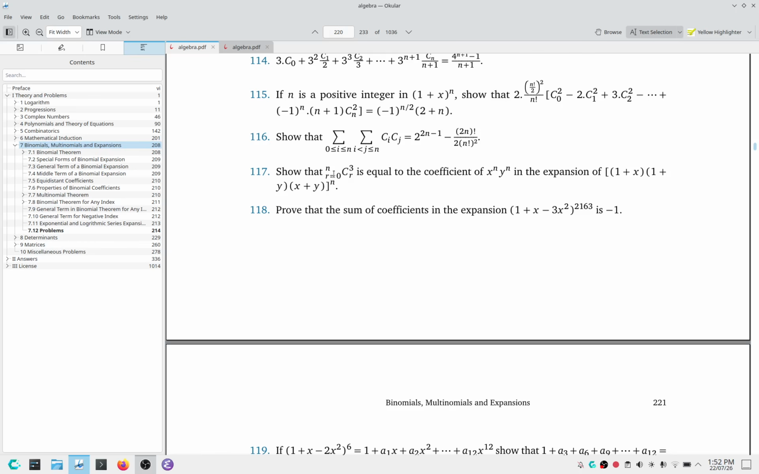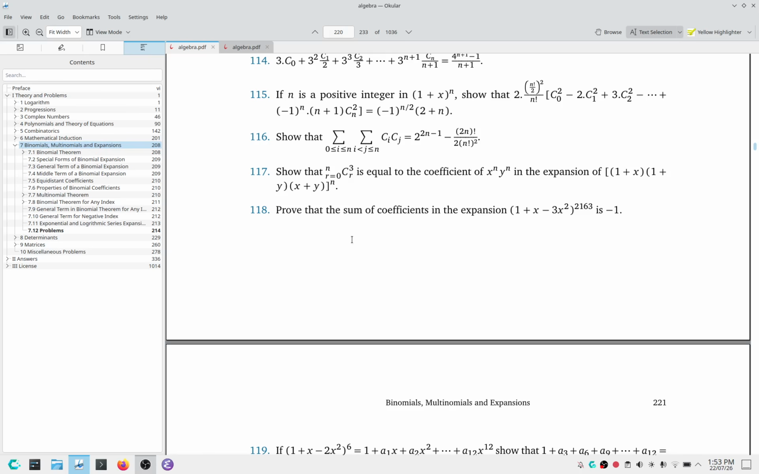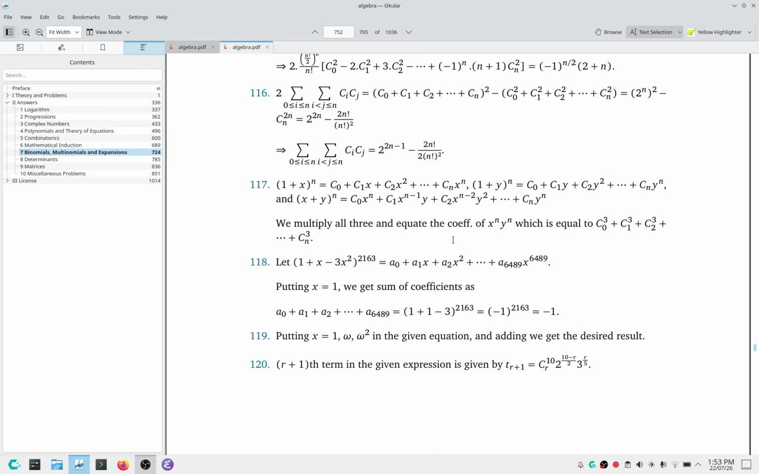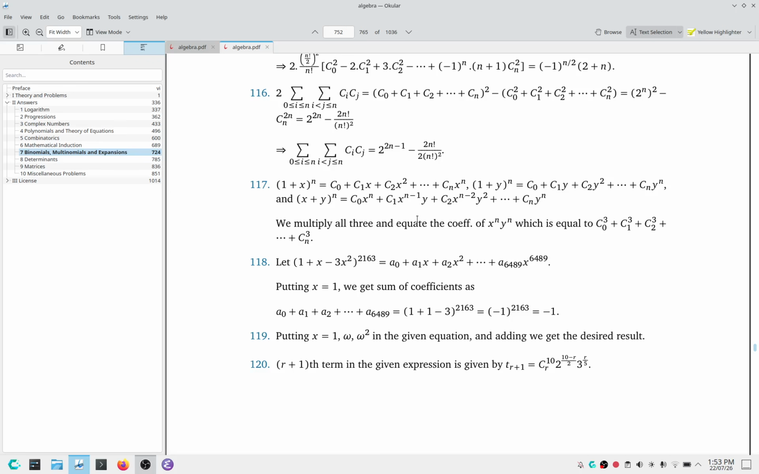So no, it is 3Cr only, sum over r equal to 0 to n. So we write the expansion of (1 plus x) to the power n, (1 plus y) to the power n, and (x plus y) to the power n here. We multiply all three and equate the coefficient of x to the power n, y to the power n. Once we do that, it will be equal to 3C0 plus 3C1 plus 3C2 up to 3Cn. So this is sigma r equal to 0 to n of 3Cr. That is what it is.